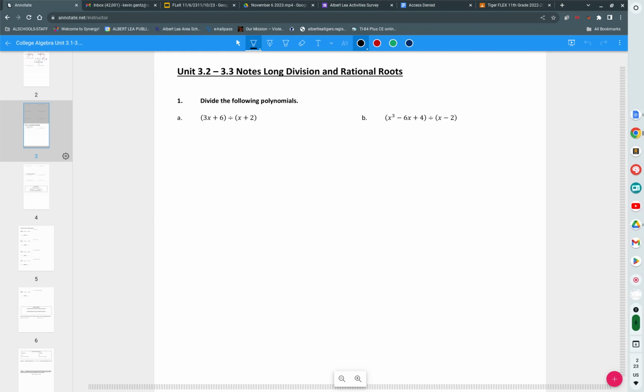The rational roots theorem, now that's cool. So we'll try dividing polynomials. 3x plus 6 divided by x plus 2. I take x plus 2, divide it into 3x plus 6.